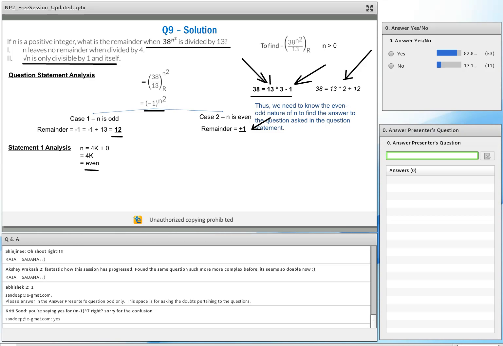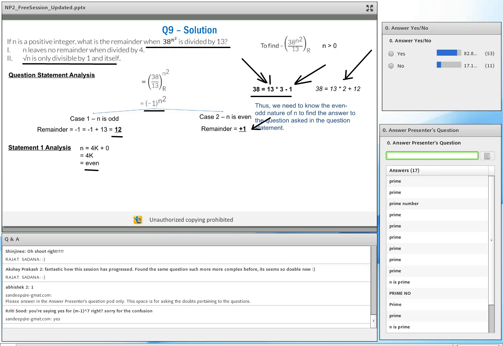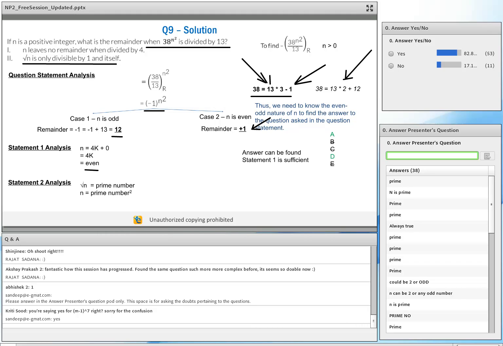What do you infer from statement 2? N is a prime number. Yes, n is a prime number. Absolutely. If square root of n is only divisible by 1 and the number itself, then square root of n is a prime number. Not n, square root of n is a prime.